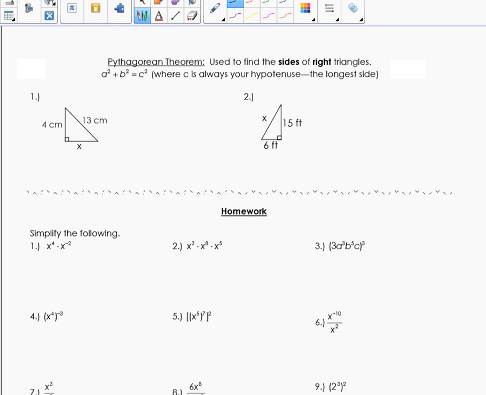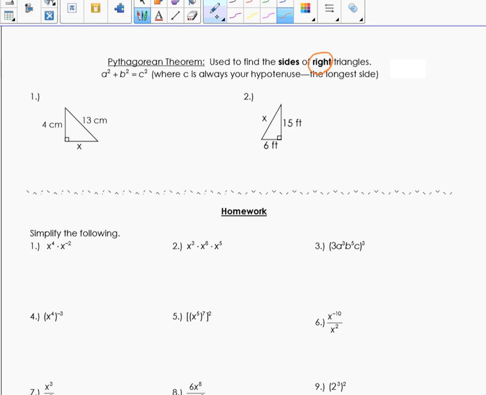If you could flip to the back of your notes, we're just going to really quickly go over your Pythagorean theorem. So you guys, this is something you did in 7th grade. But just to refresh your memory, your Pythagorean theorem is used to find the sides of right triangles. That's important to remember. A lot of people try and use Pythagorean theorem for anything, but it's right triangles only.